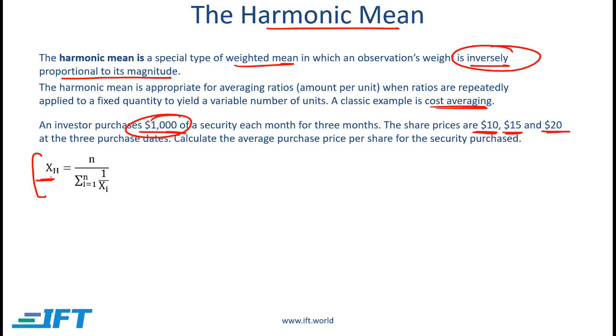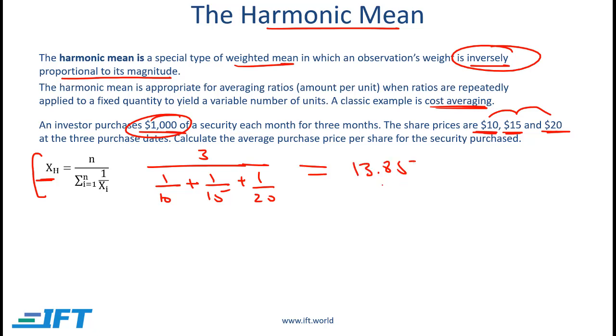So to calculate the harmonic mean, we add the reciprocals of these three numbers. And these reciprocals are going to be in the denominator. So we will have 1 over 10 plus 1 over 15 plus 1 over 20. And then the number of observations, which is 3, will go in the numerator. When we do this calculation, we get 13.85. So this means that the average purchase price was 13.85, and this is the harmonic mean.